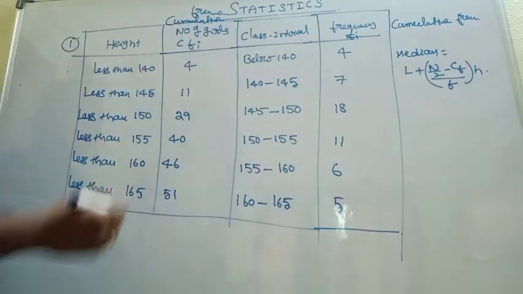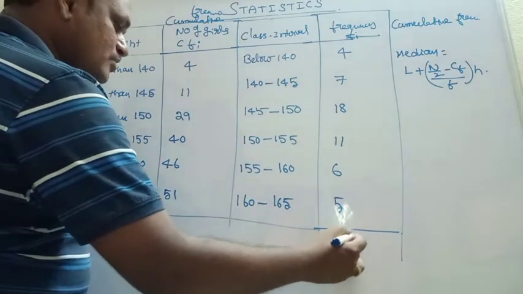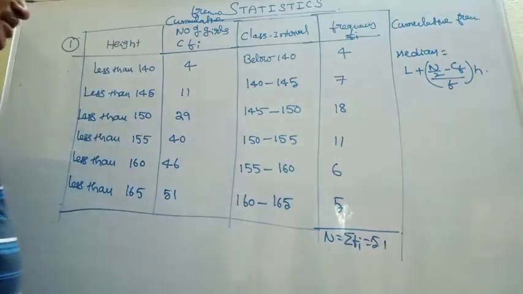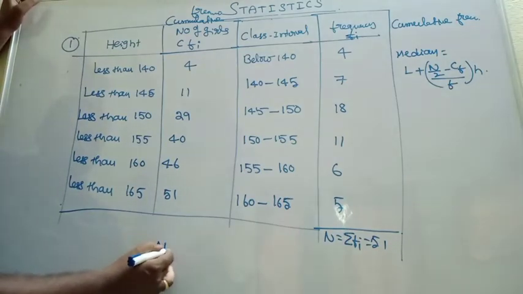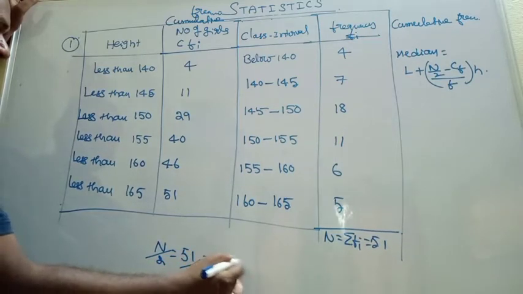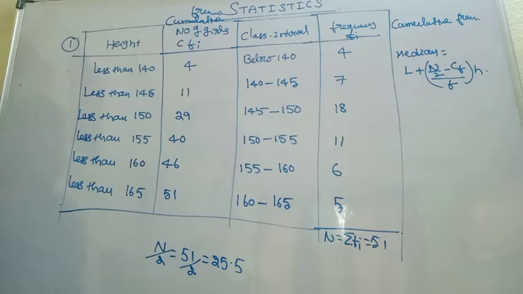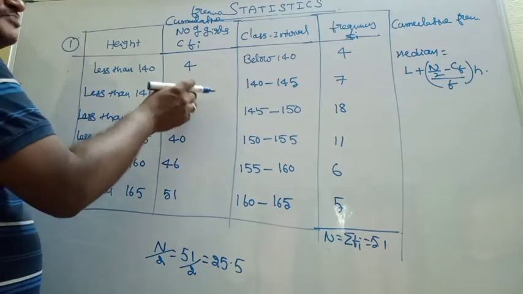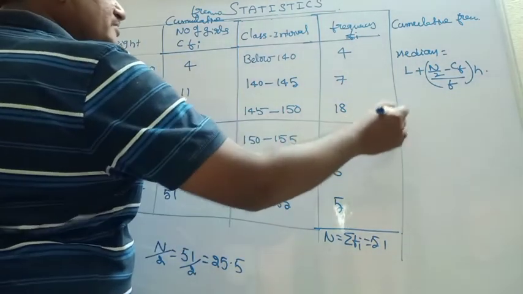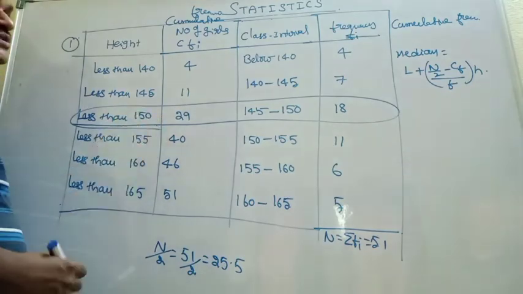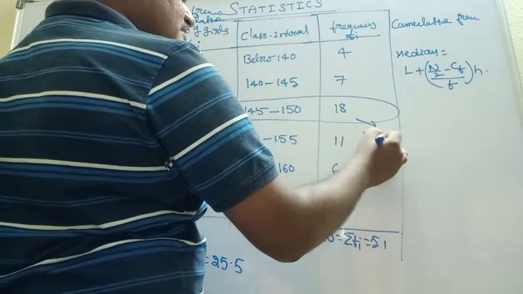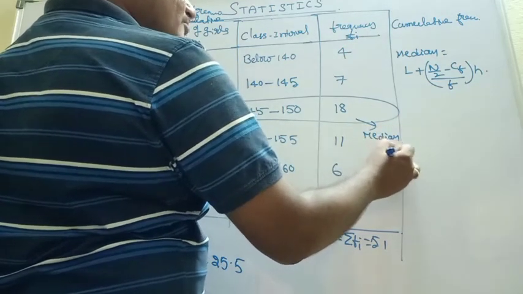Now you see my dear students, the total number of students, if you add this, n is equal to sigma f_i, which is 51 students. Now if you find n by 2, n by 2 is equal to 51 by 2, that is 25.5. This 25.5 is present within which cumulative frequency? Is it present within 11? No. Within 29? Yes. Therefore, this is your median class. We call this the median class.